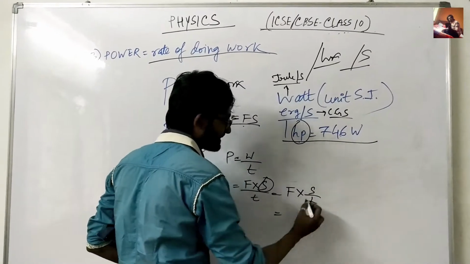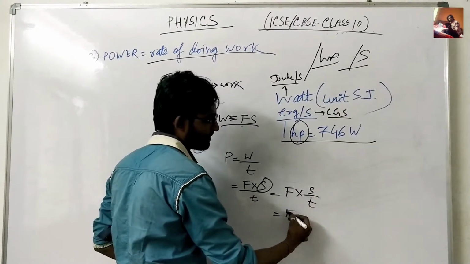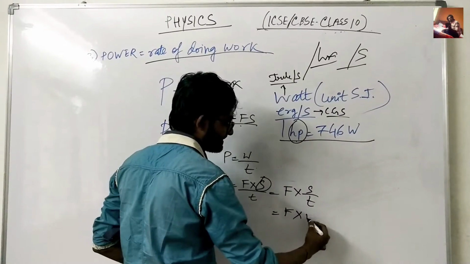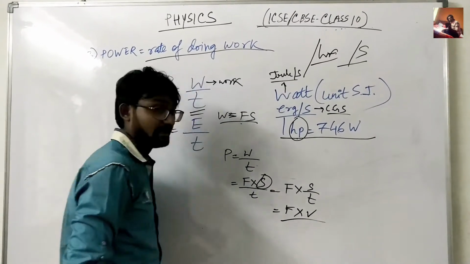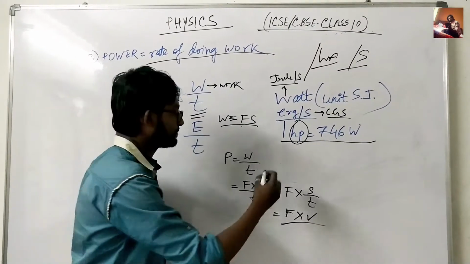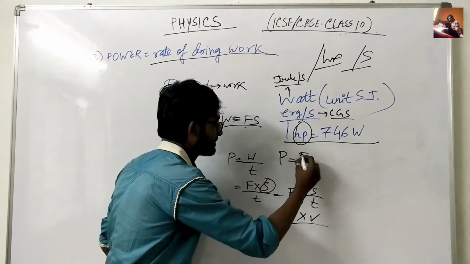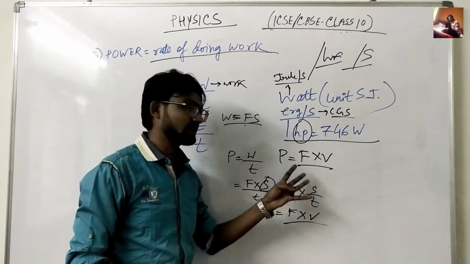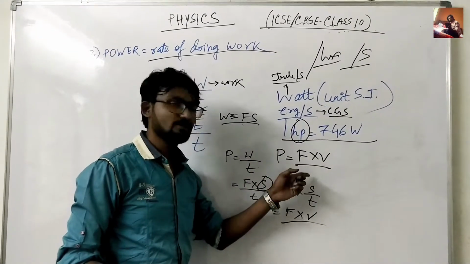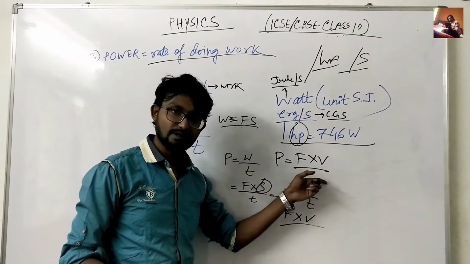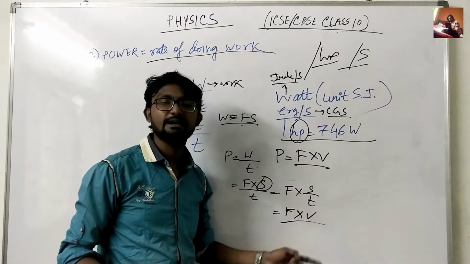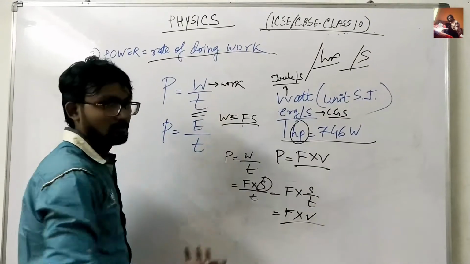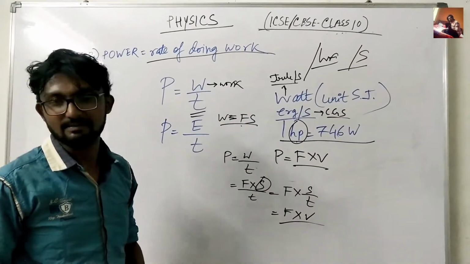So S by T, displacement by time, as you know from previous classes 6, 7, 8 and all, is nothing but velocity. So F into V, force into velocity. So one more formula is that power is equal to force into velocity. If there is no displacement or time given, you can calculate power by using this formula, force into velocity. Velocity is nothing but displacement by time.